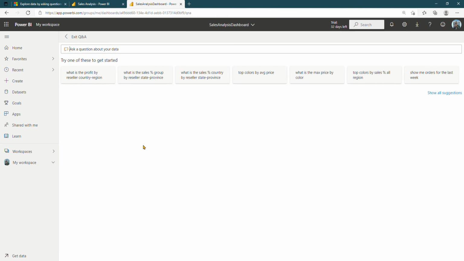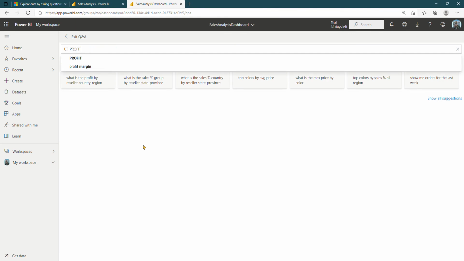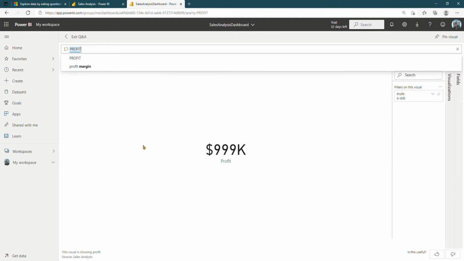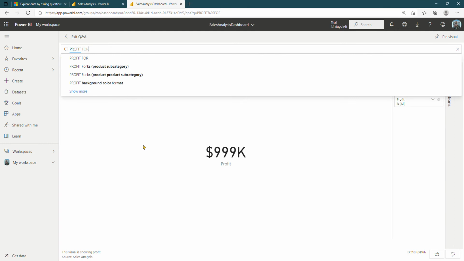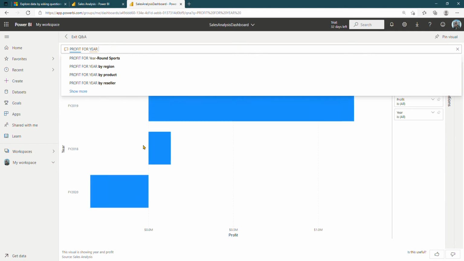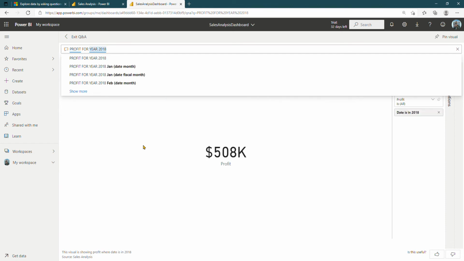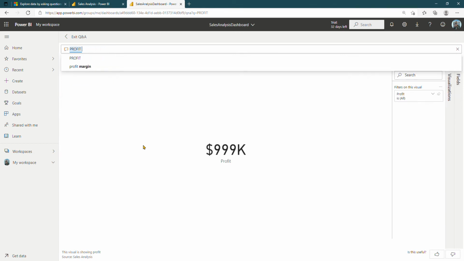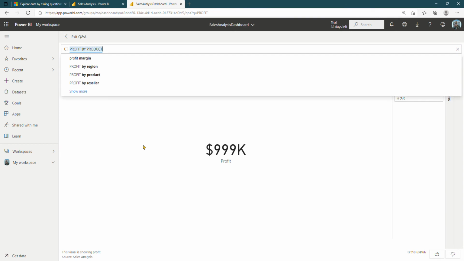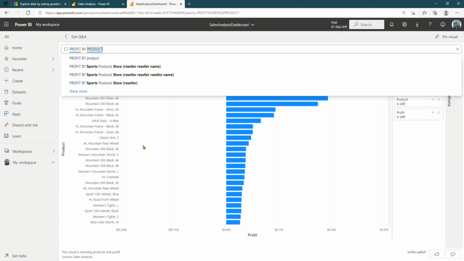So I'll first just ask a simple question: profit. So it just took out everything and said this is the profit for year. So you can see the visuals are pre-populating by itself as I'm asking my question. So 2018 profit is this, 2019 profit is this, and overall profit is this. Now I will say profit by product, and this is the product.